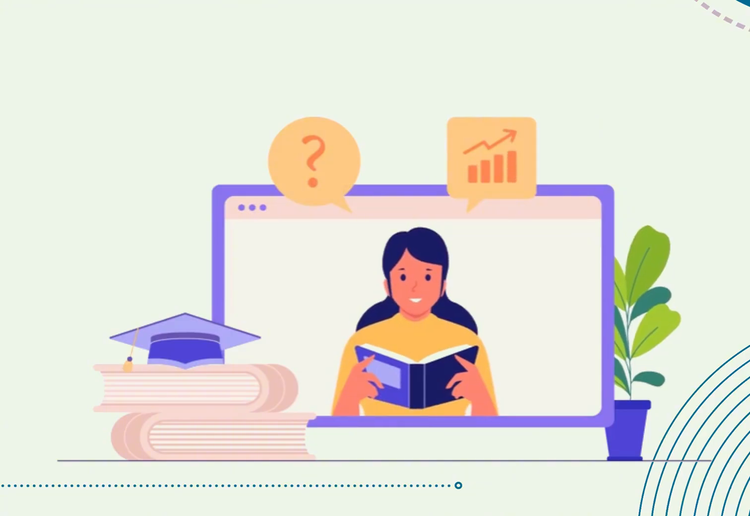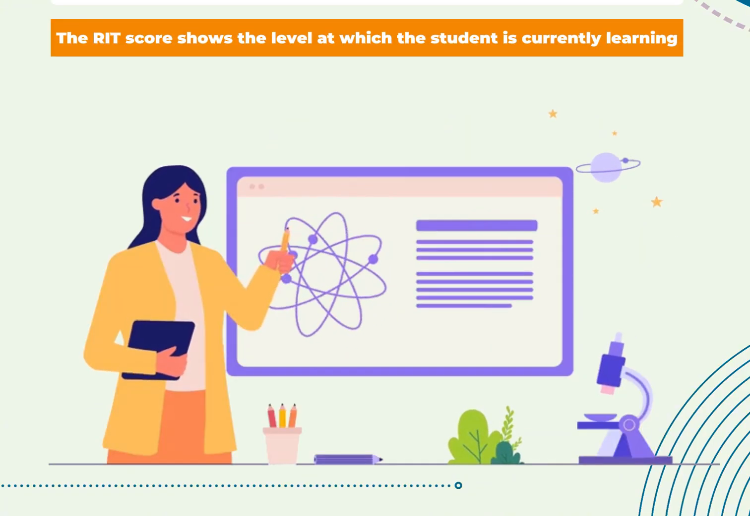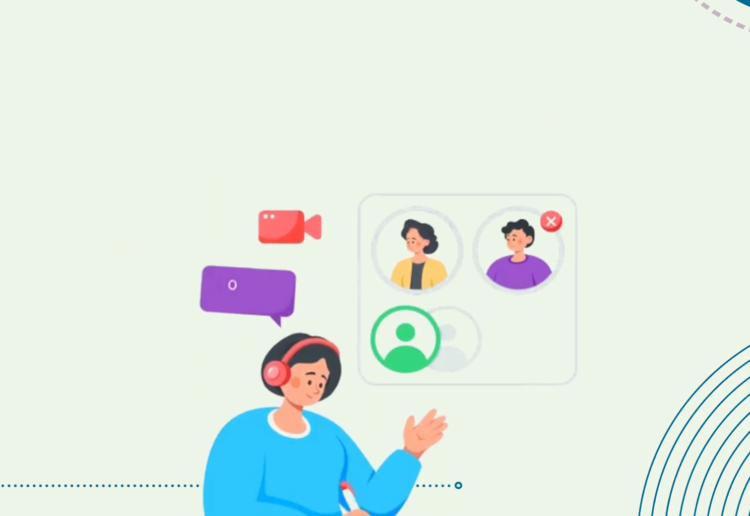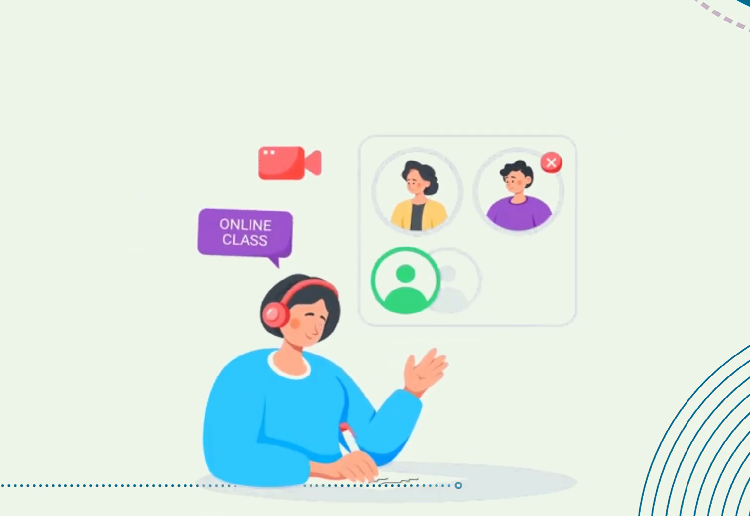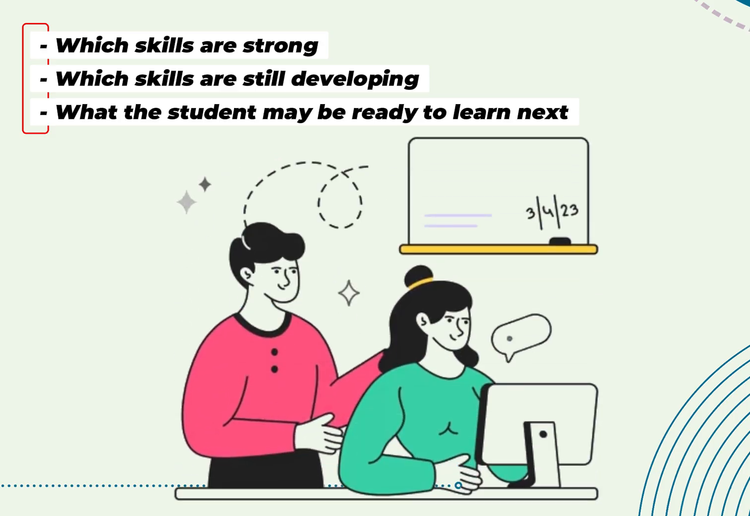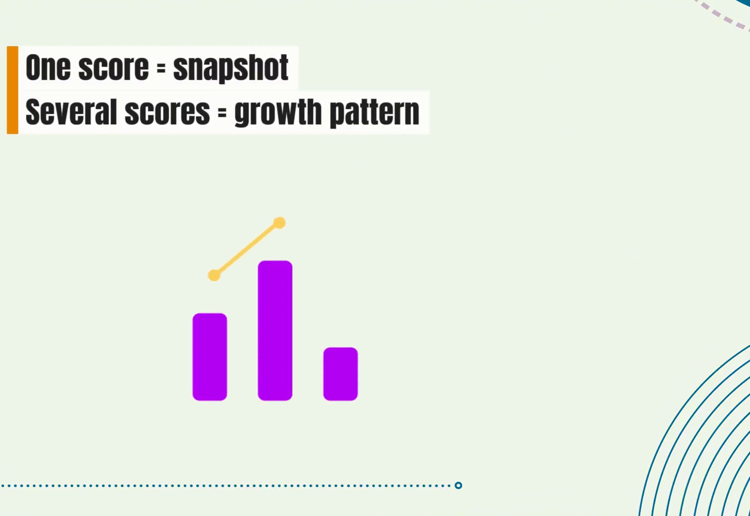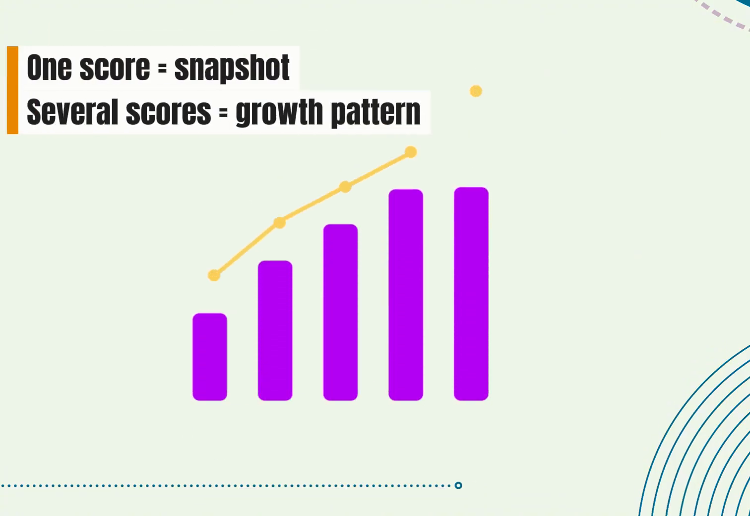Here is the simplest way to understand it. The RIT score shows the level at which the student is currently learning. It not only shows what the student has already mastered, it helps teachers see which skills are strong, which skills are still developing, and what the student may be ready to learn next. That is why MAP scores are most useful when you look at them over time. One score gives a snapshot. Several scores show the growth pattern.